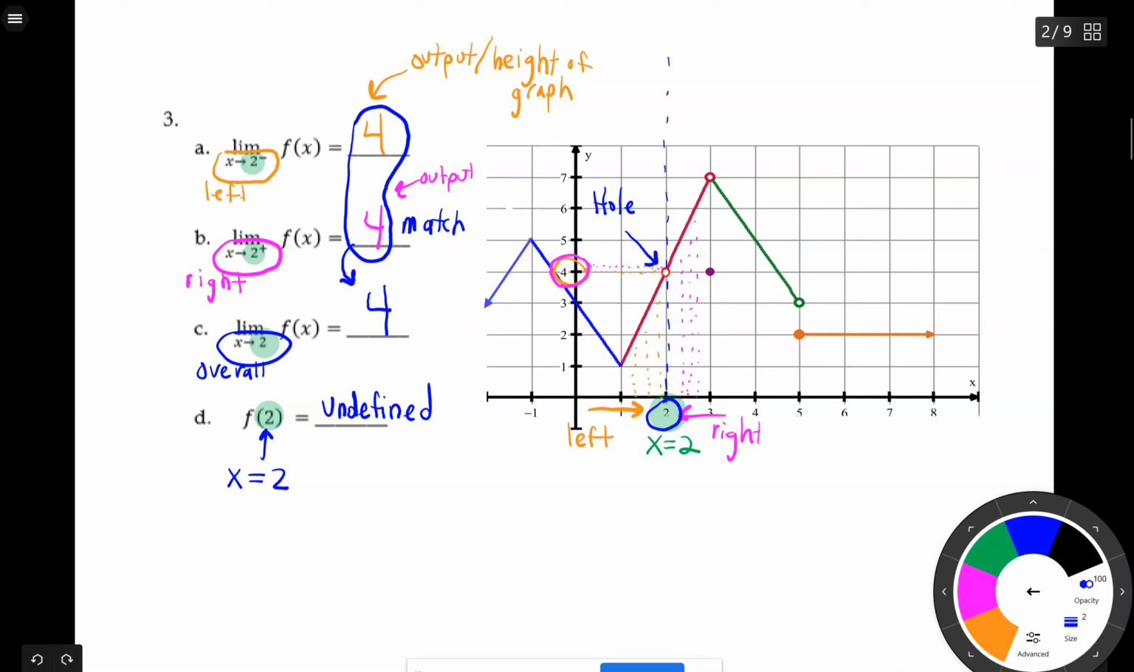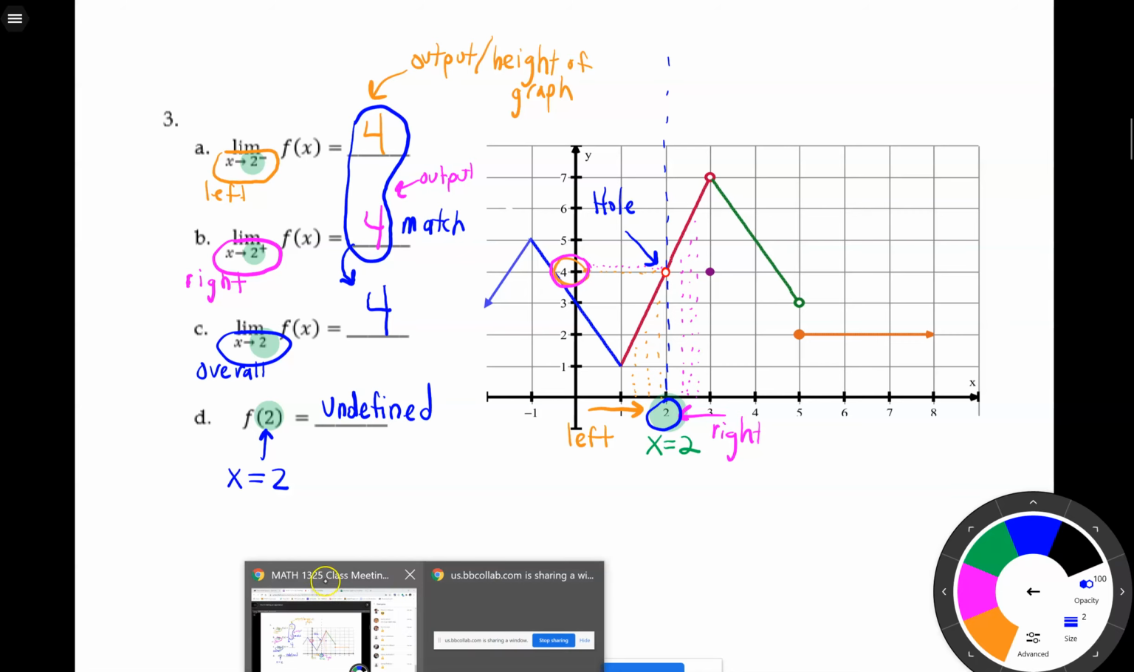The function is never defined. See how there's a hole there? And if there had been a solid dot up here, then it would be defined at a height of 6. Or if this was a solid dot, then it would be defined at a height of 4. But since it's just a hole, and there's no dot anywhere along that vertical space above 2, it's just undefined everywhere. Does that help?